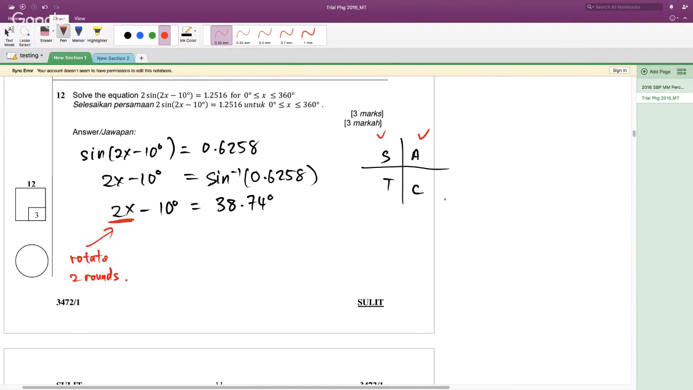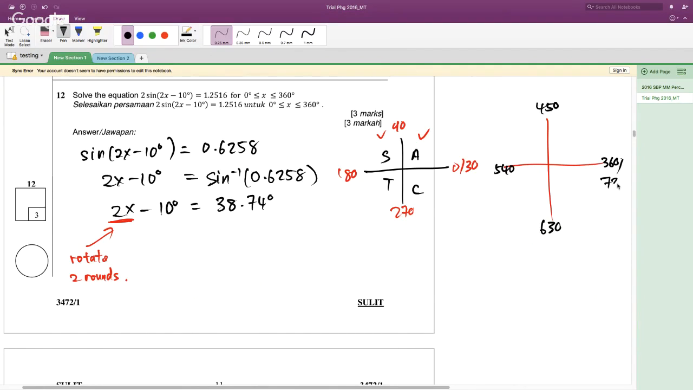Okay, the first round is from 0 to 90, 90 to 180, 180 to 270, and then go back to 360. Okay, this is how you rotate your first round. This is 180. And then you need to rotate again for the second round. So here will be 360. And then this one will be plus 90. Plus 90 is 450. This is 540. And then this one will be 630. And then go back to 720. Okay, this is the second round. So for the second round, I will choose these 2 positions as well. So this is how I do it.